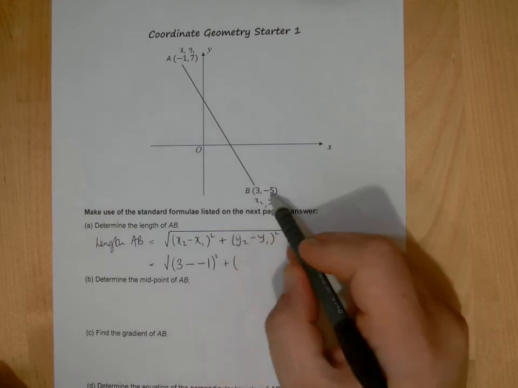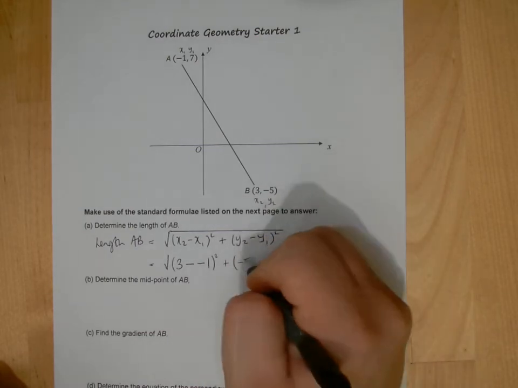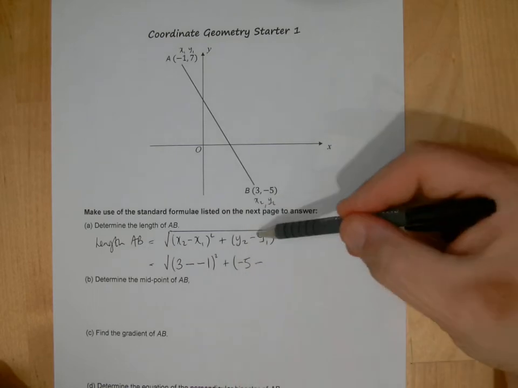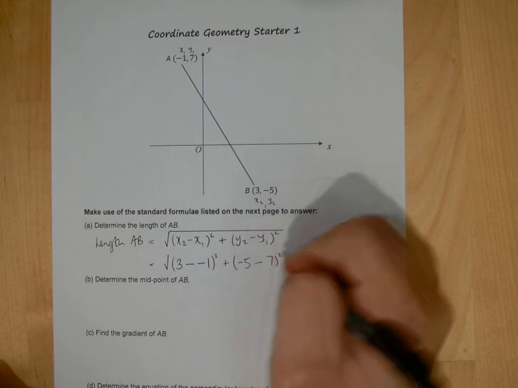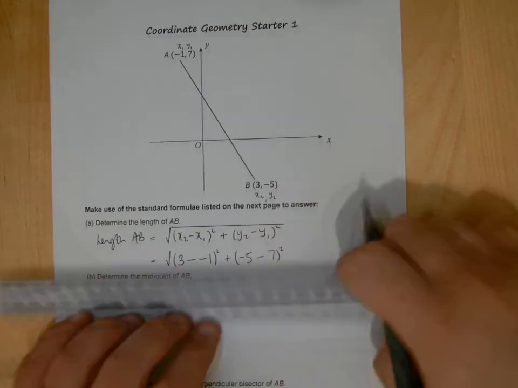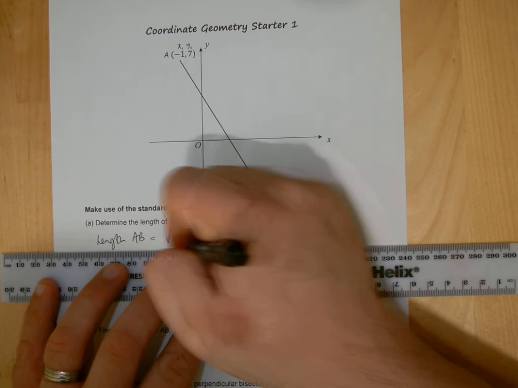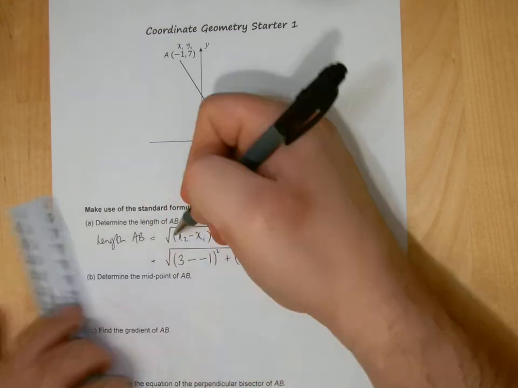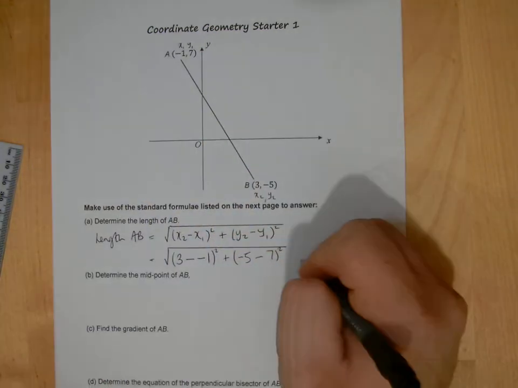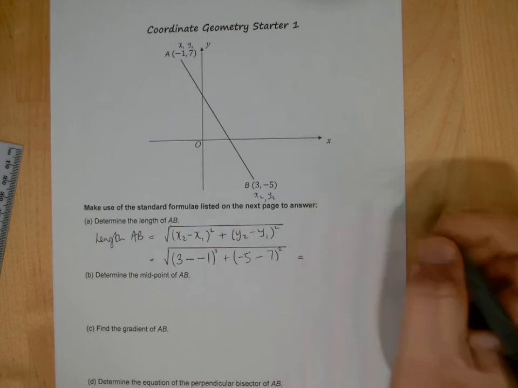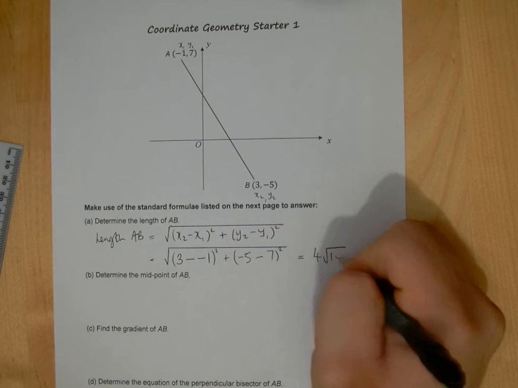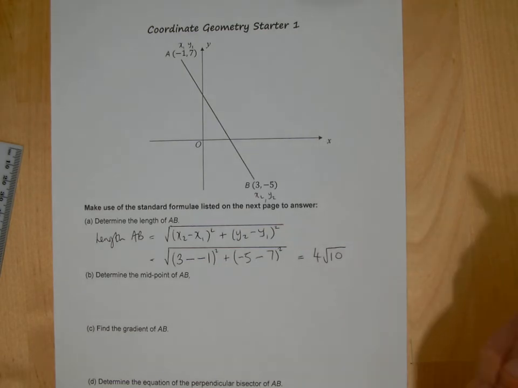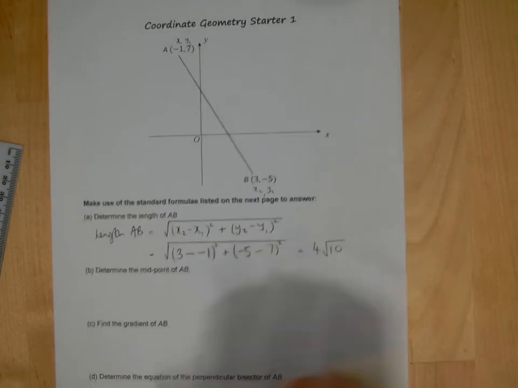Okay, that's going to happen occasionally. And then y2, which is -5, take away y1, which is 7. So if you work that out on your calculator, literally type that in as it is, you end up having 4√10, that's what it'll simplify to be. And leave it like that, leave it in surd form, you found the distance there.